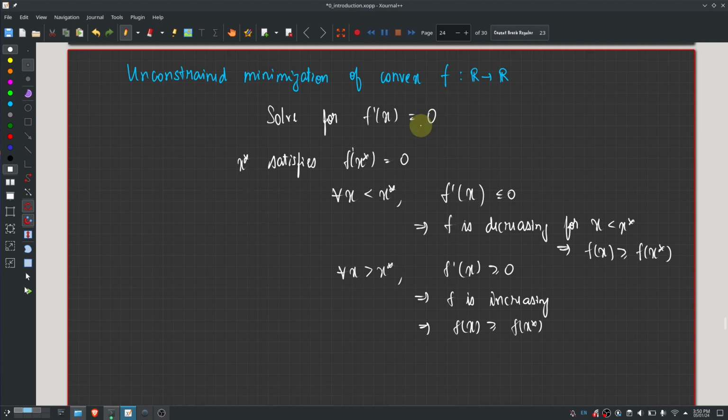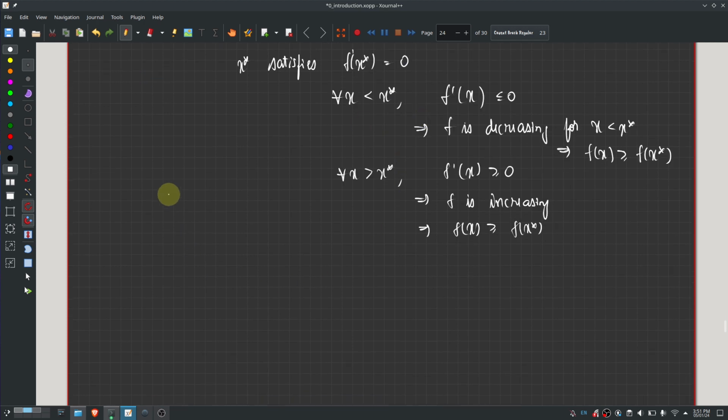But x is less than x star, right? If f of x is decreasing and x is less than x star, then f of x would be greater than or equal to f of x star. Right? So geometrically, you take x star, to the left of x star, f of x is a decreasing function. So it should look something like this. To the right of x star, f of x is an increasing function. So it would look something like this, which must mean that this is indeed the point of minimum.